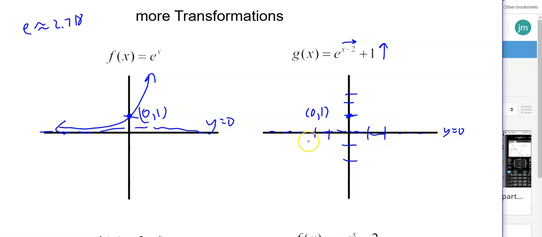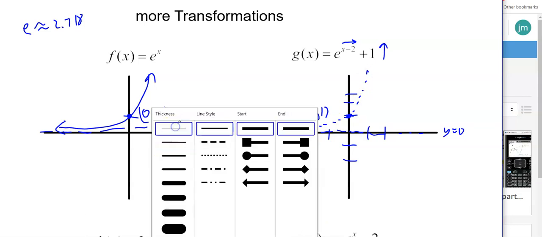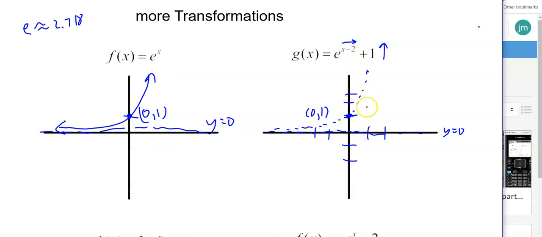Okay, so if we're going to move, normally the graph has this look to it. I'm just doing the parent graph first. So if we move everything 2 to the right and up 1, my point is now at 2, 2. So I like to follow that point.